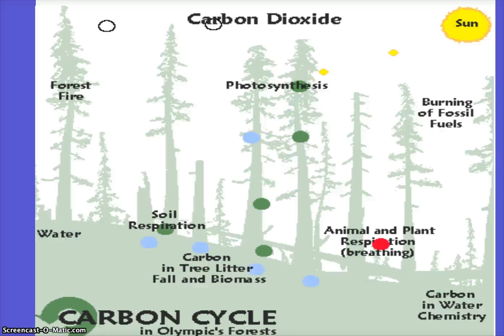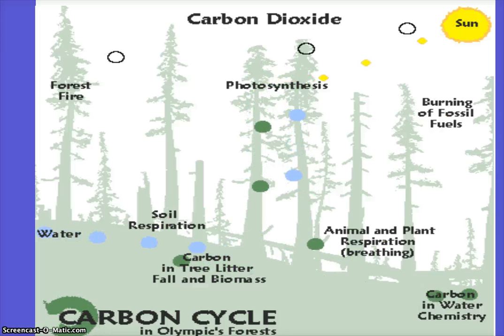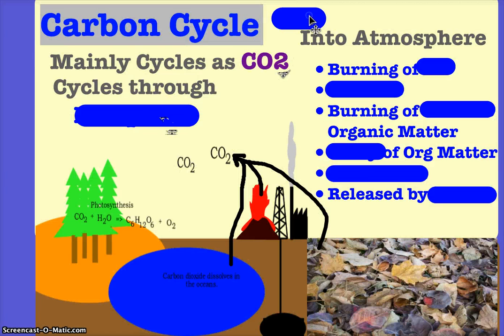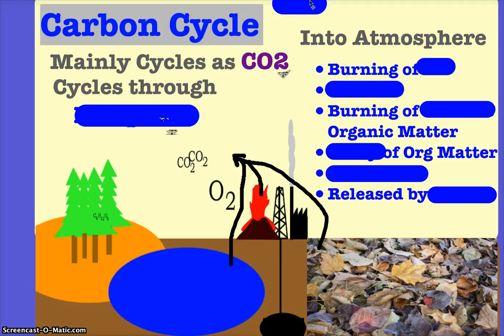Travels through all layers of Earth, all layers of Earth. And the primary compound that we're going to focus on is carbon dioxide, okay? Really, carbon, like nitrogen, has several compounds.